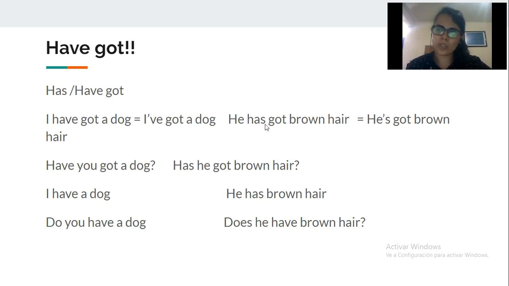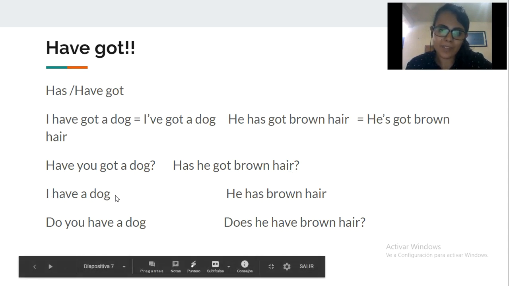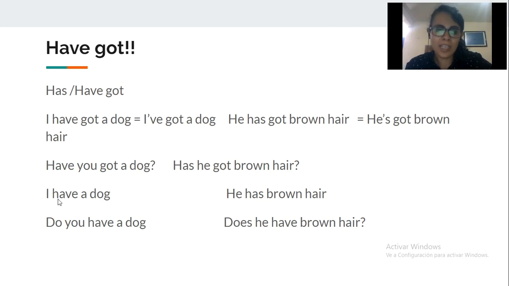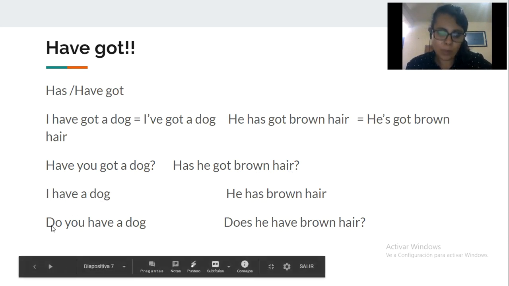To make questions, if I want to ask, do you have a dog? I generally ask that, do you have a dog? But if I'm gonna use have got, I have to make this question. Have you got a dog? Has he got brown hair? Okay. So here is the example I was giving you a moment ago. I have a dog, he has brown hair. If you have only this, the question will be, do you have a dog? Does he have brown hair?